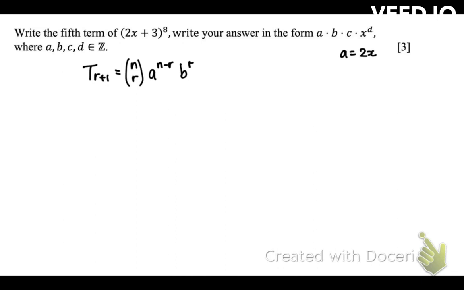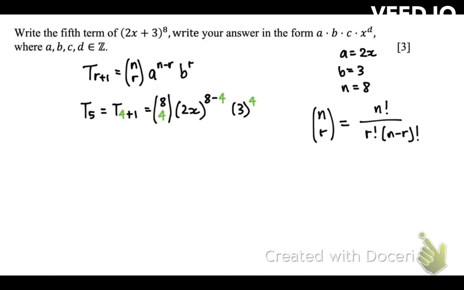Now, I always find it helpful to list out what our known values are. So we know that the first term is 2x, the second term is 3, and the value of n, or the power of our binomial, is 8. From here, we're asked to find the fifth term, which means our r value must be 4, since our formula has t sub r plus 1. So now plugging in all our knowns, here's what we get.